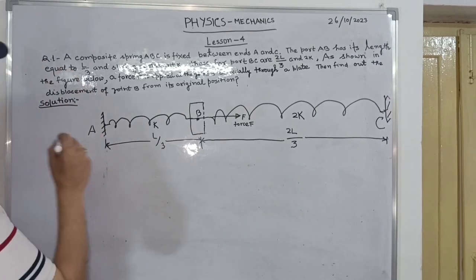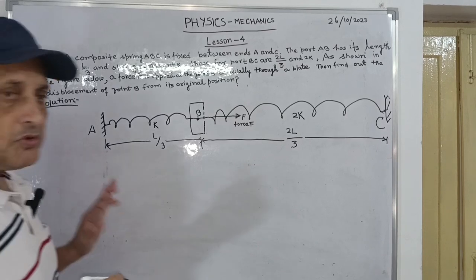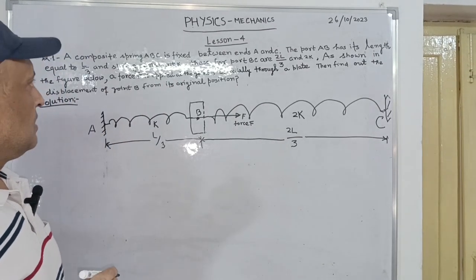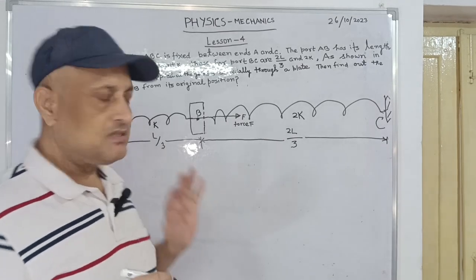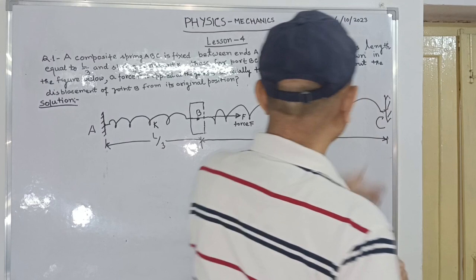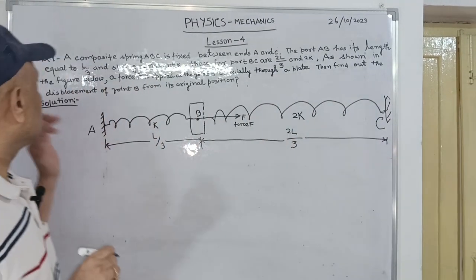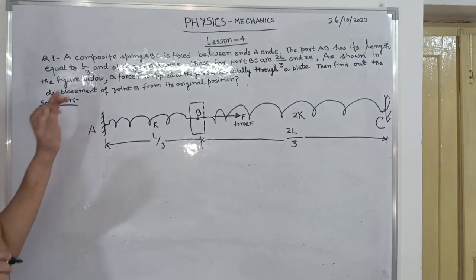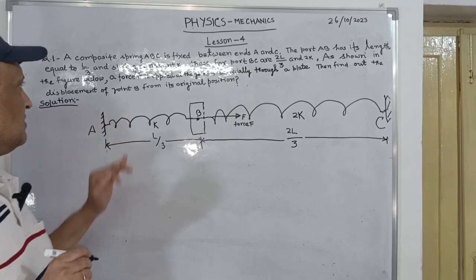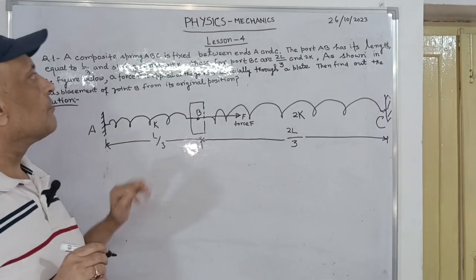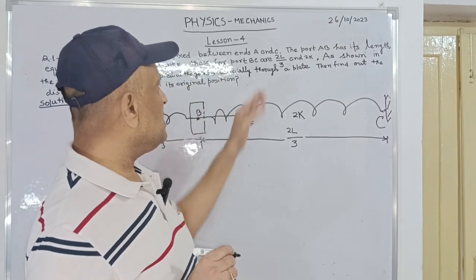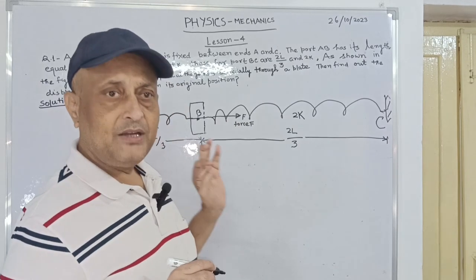Question. A composite spring ABC is fixed between ends A and C. The part AB has its length equal to L by 3 and spring constant K. The length and spring constant for part BC are 2L by 3 and 2K.